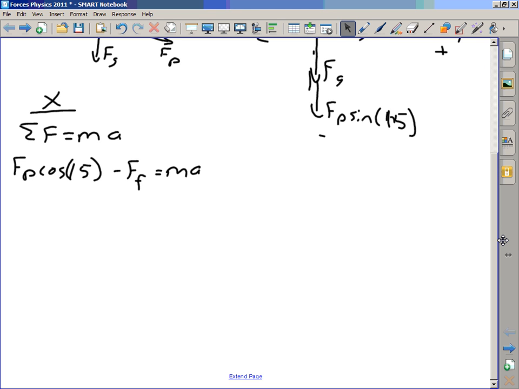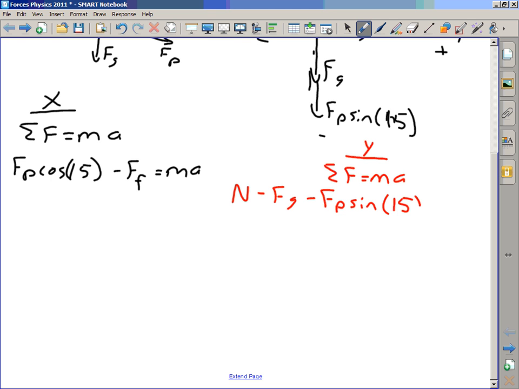Let me go ahead and get the y-axis set up for us too. In the y-axis, what's positive? Normal. What's negative? Fg and Fp sine 15. Good. So I got normal minus Fg minus Fp sine 15 equals ma.